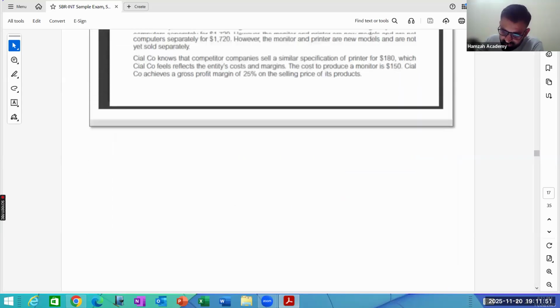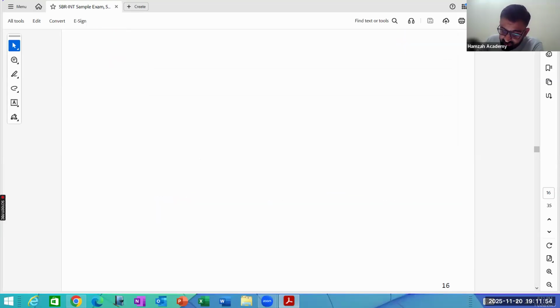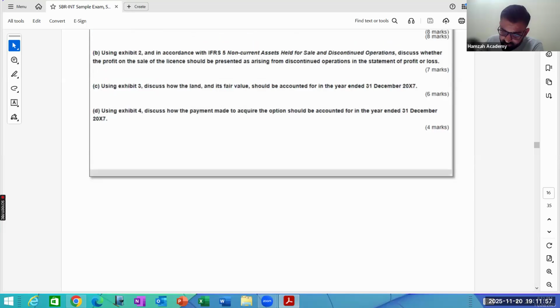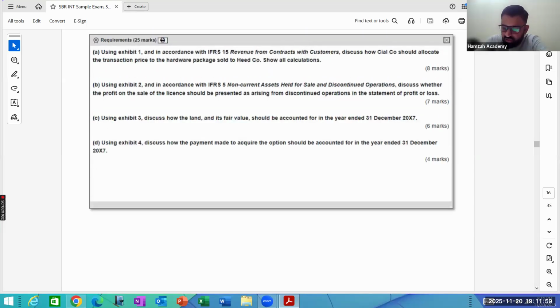Now, after this exhibit, we will move towards the second requirement of this question, that is, using Exhibit 2, and in accordance with IFRS 5, non-current assets held for sale and discontinued operations, discuss whether the profit on a sale of a license should be presented as arising from a discontinued operation in the profit and loss. So, whether the sale of the license is a discontinued operation or not.